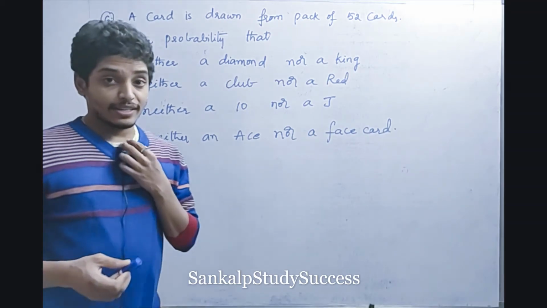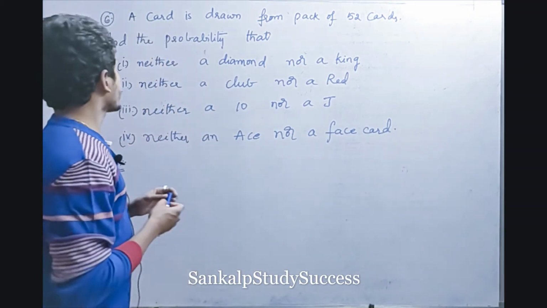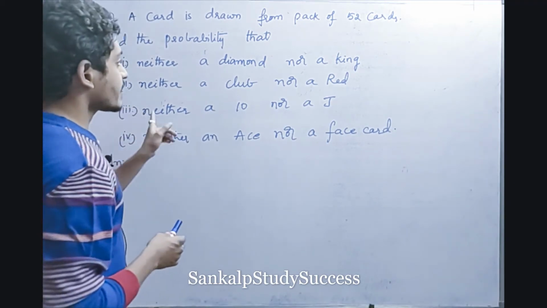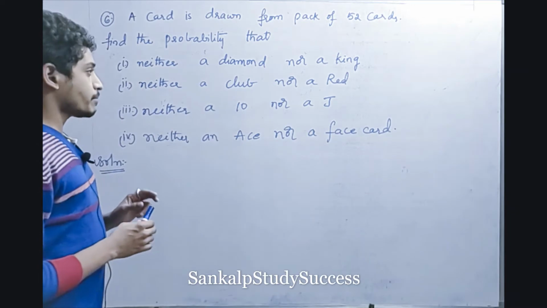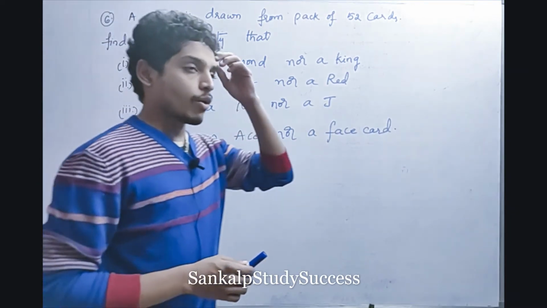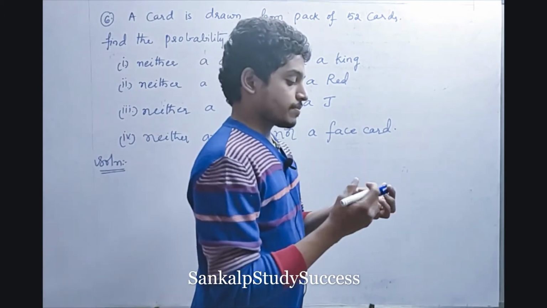Okay friends, now let us see another important question. A card is drawn from a pack of 52 cards. Find the probability that neither a diamond nor a king, neither a club nor a red, neither a 10 nor a J, neither an ace nor a face card. Okay fine. See, this question is based on the pack of cards.